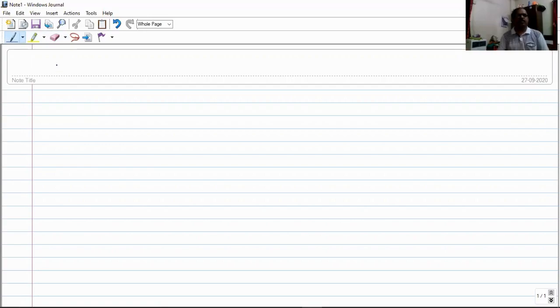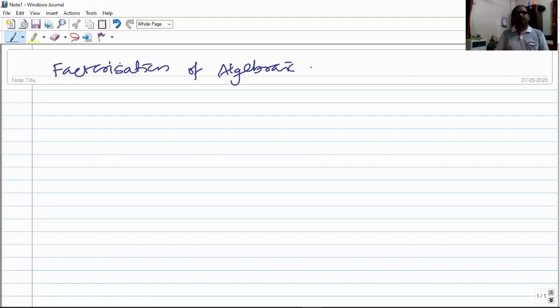So today we are going to continue our topic known as algebraic expressions and identities. Today we are going to discuss the next part of the topic, known as the factorization of algebraic expressions. In this part we'll see how to factorize algebraic expressions, step by step.